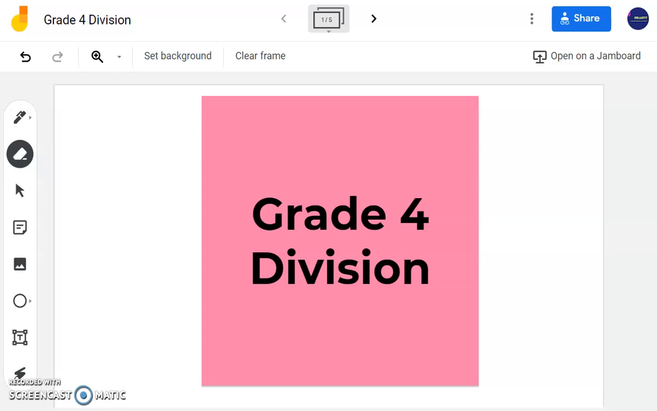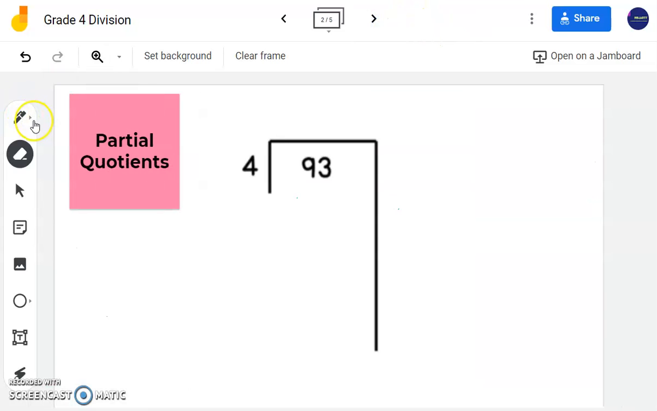Fourth grade. This video is going to focus on division. The first division strategy we have is partial quotients. Here we have 93 divided by 4, which we can rewrite as 93 divided by 4. 93 is my dividend and 4 is my divisor.